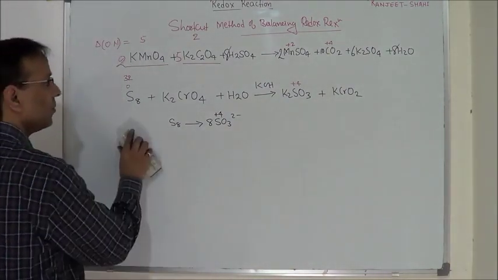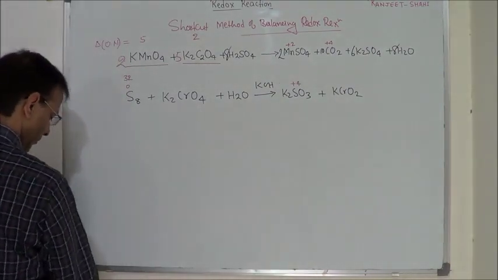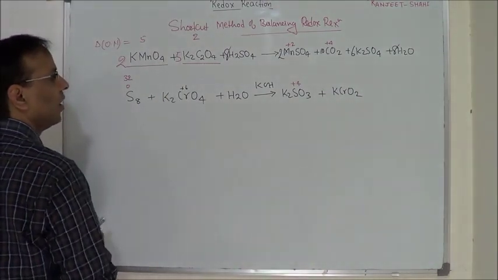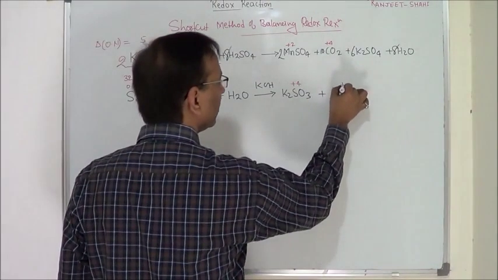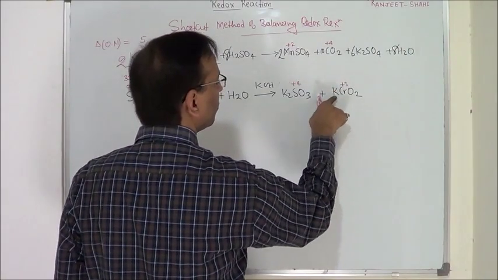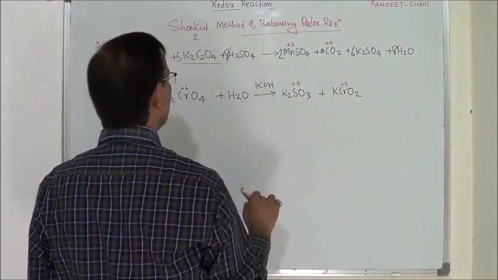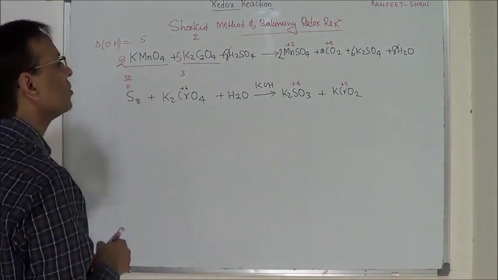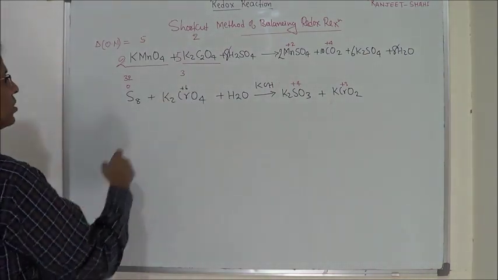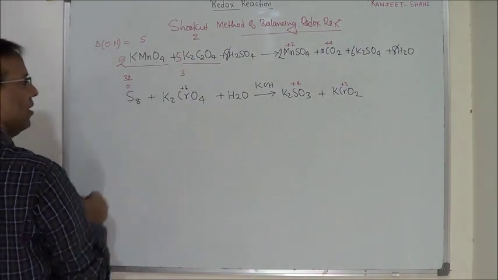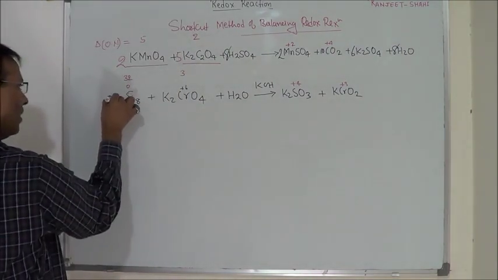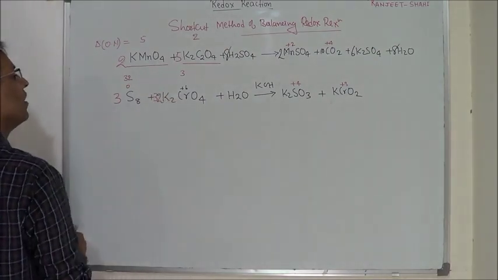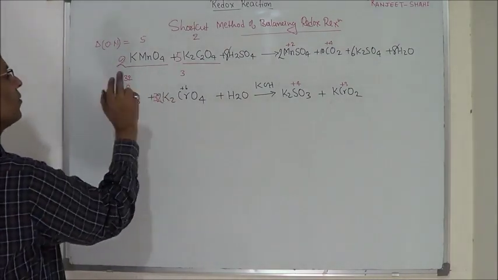In potassium chromate, here we have 6, here we have 3. -4 + 1 -3, so +3. So the change is of 3 units. So cross multiplication by change in oxidation number, 3 here and 32 here, will give us the relation between sulfur and potassium chromate.